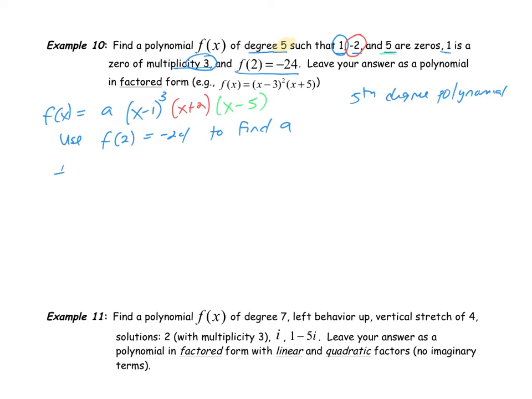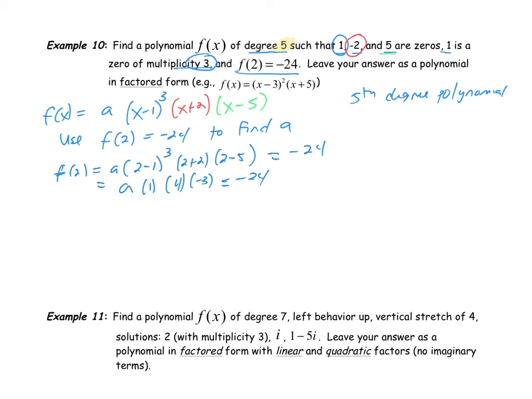So let's substitute in. So f of 2 is going to be a times 2 minus 1 cubed times 2 plus 2 times 2 minus 5. I'm just substituting in 2 for x, and we know that's equal to -24. So let's simplify here. So we have a times 2 minus 1 is 1. 1 cubed is 1. So this is times 1. 2 plus 2 is 4. 2 minus 5 is -3, is equal to -24.